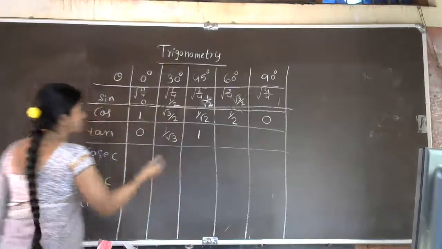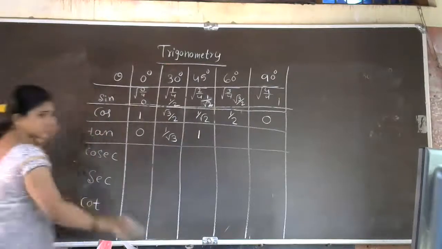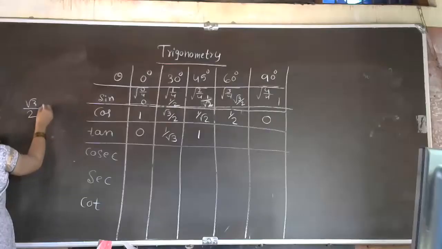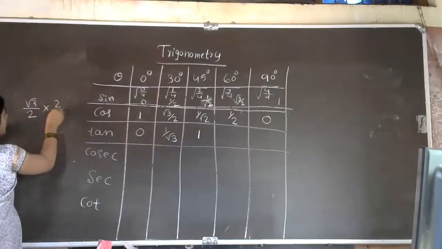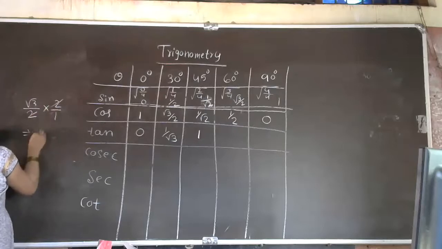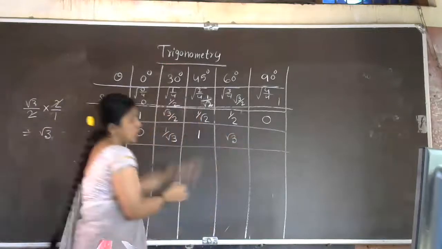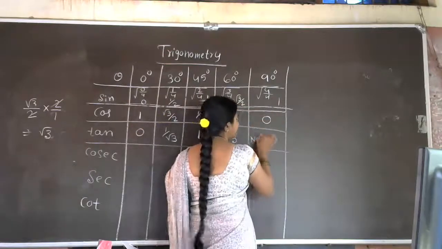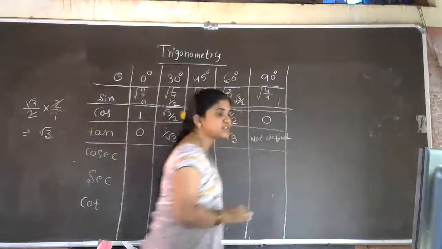Yes. Next one. So next one is direct calculation also you can do. Root 3 by 2 divided by 1 by 2, in the sense reciprocal is 2 by 1. 2 gets cancelled. Root 3 by 1 is root 3 only. So next, 1 by 0. 1 by 0 is not defined. Is that clear, students?